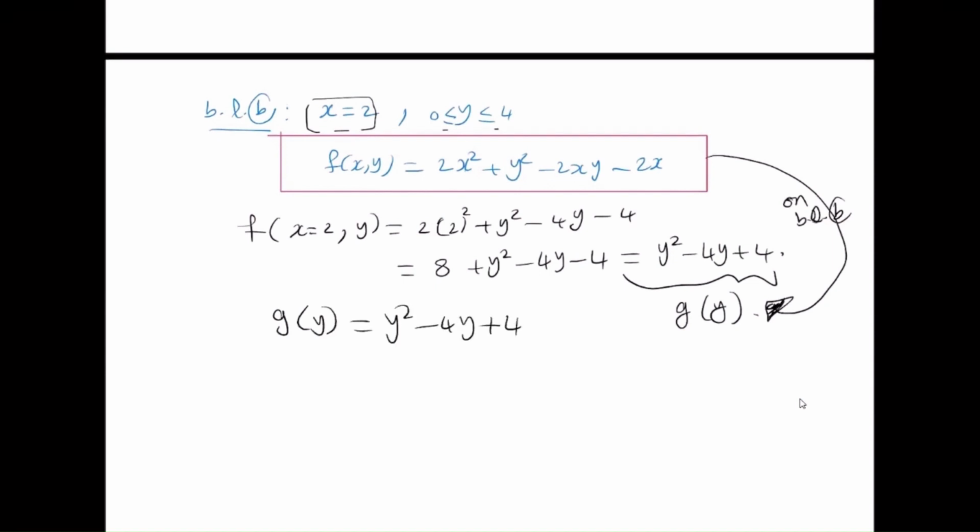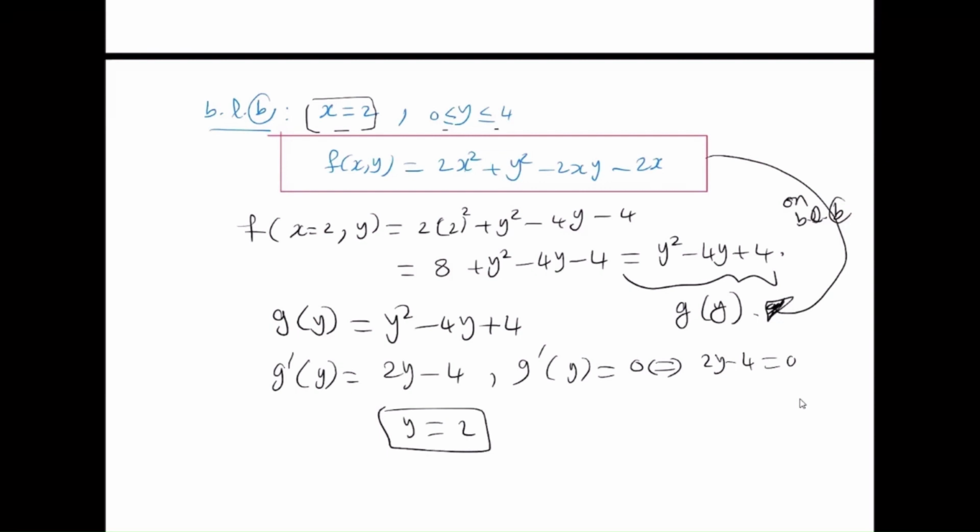We can do it algebraically by completing the square without calculus. It is y minus 2 all squared. But we go with the usual calculus. g prime of y equals 2y minus 4. And g prime of y equals 0 if and only if 2y minus 4 equals 0. Therefore, y equals 2.